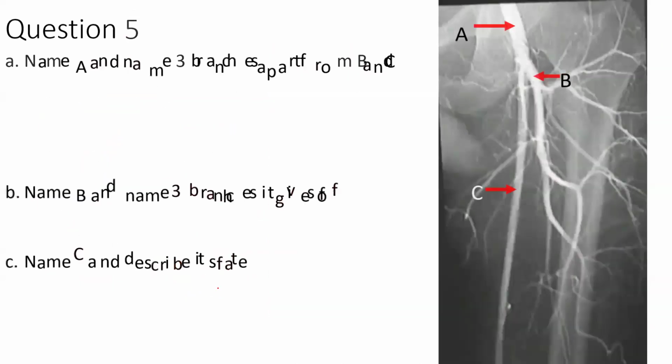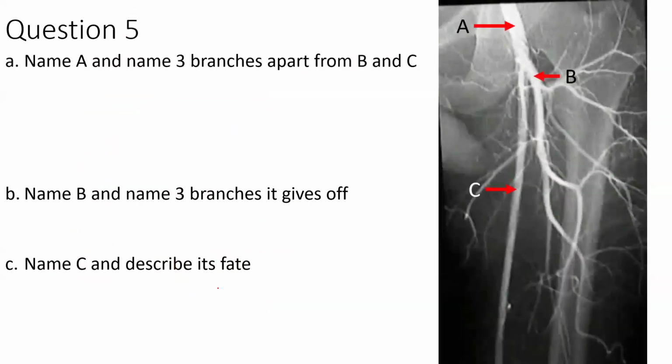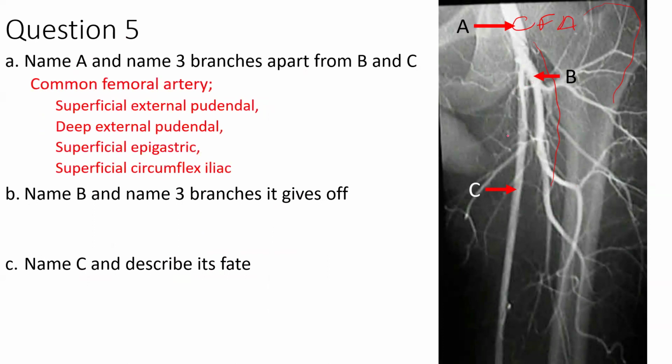On to the final question, which is an arteriogram. Name A and the three branches it gives apart from B and C. So you can see this here is the outline of the femur. By now you know which vessel you are looking at. So A is the common femoral artery. Name three branches apart from B and C. I think we had said this. So the superficial external pudendal, the deep external pudendal, the superficial epigastric, and the superficial circumflex iliac arteries.